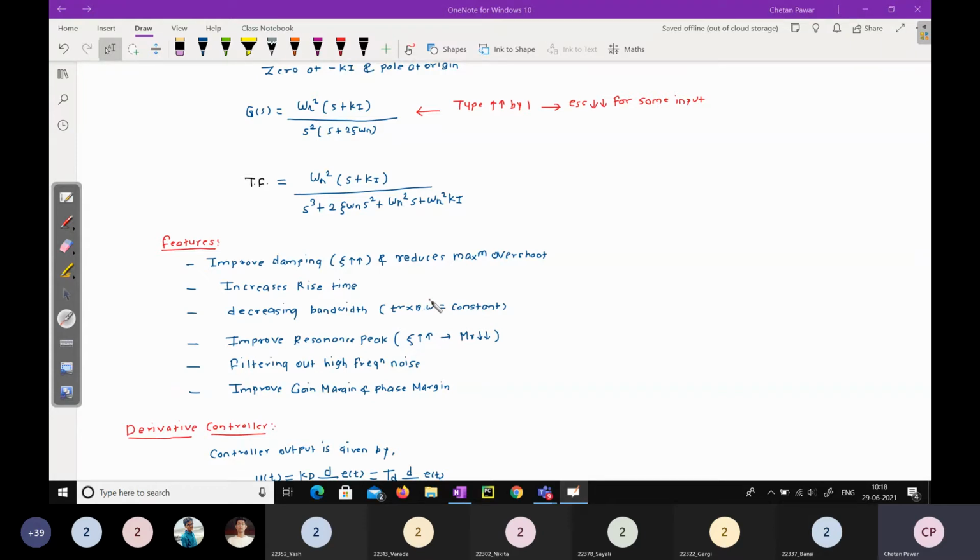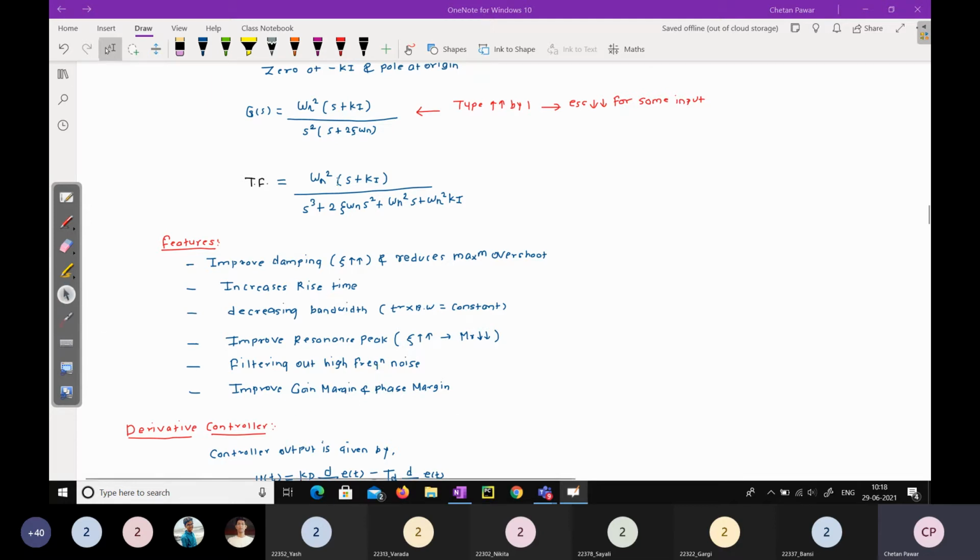And if you talk about the resonance peak, as we know, if zeta is increased, that is, damping is increased, the resonance peak will decrease. We have seen that for zeta less than 1 by root 2 only, there is a resonance peak. Otherwise, no resonance peak. The next feature of this PI controller is that it filters out the high frequency noise, and it improves the gain margin and phase margin.